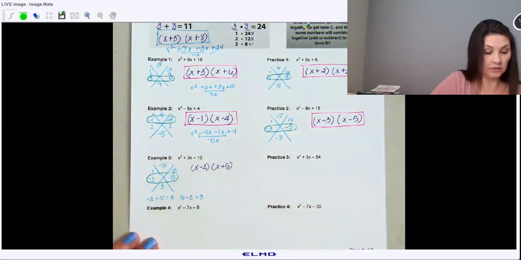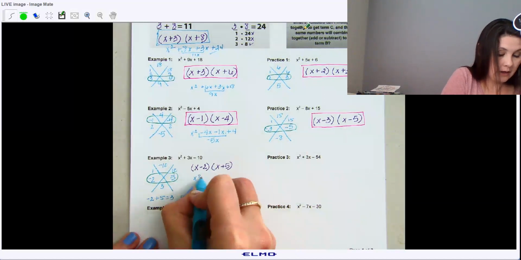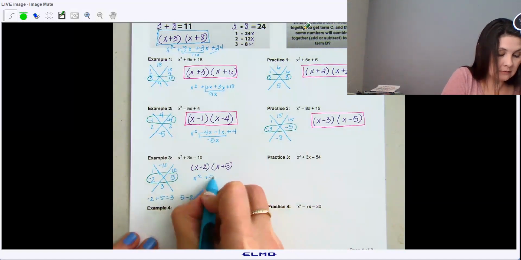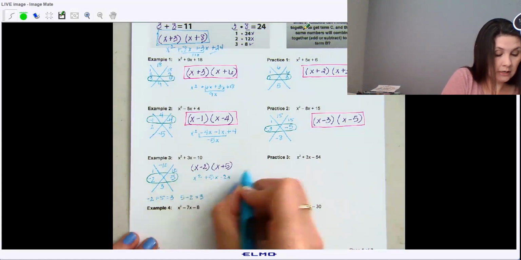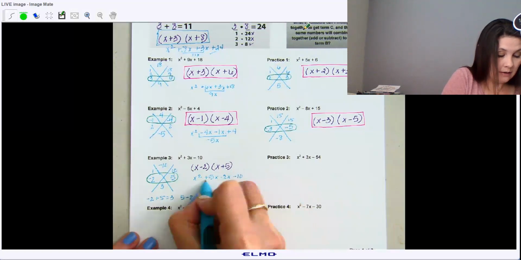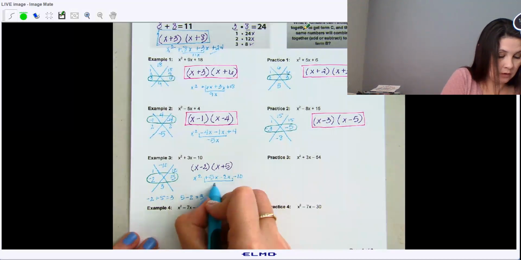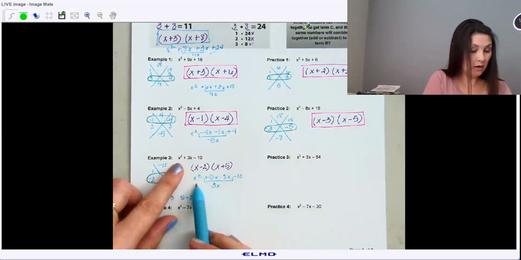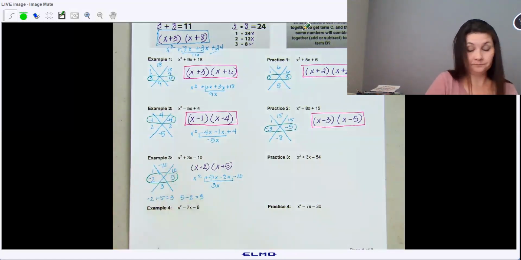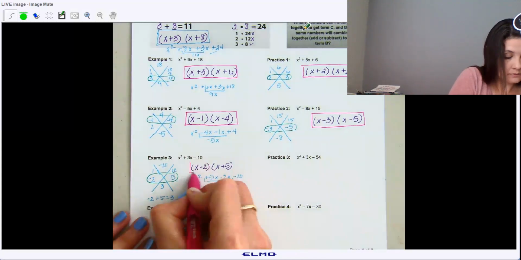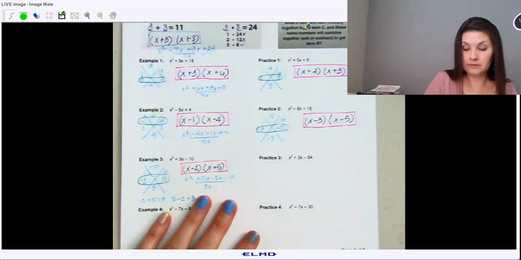Okay, so I'm going to check to make sure this is right. X times x is x squared. X times 5 is 5x. -2 times x is a -2x. And -2 times 5 is a -10. And then I combine these two middle terms because they are like terms, and I get a positive 3x. So we have x squared, positive 3x, and a minus 10. So that works out, and that's the answer. Okay, so let's go ahead and try practice 3.